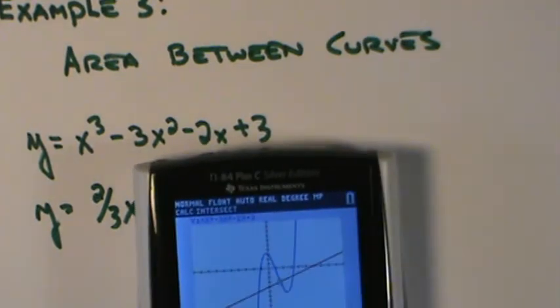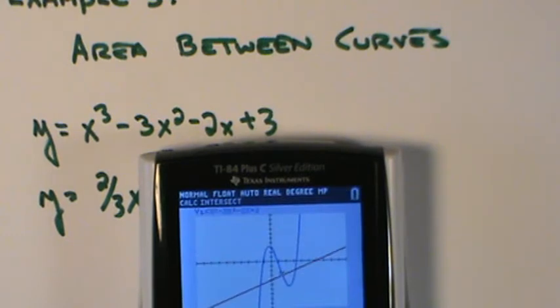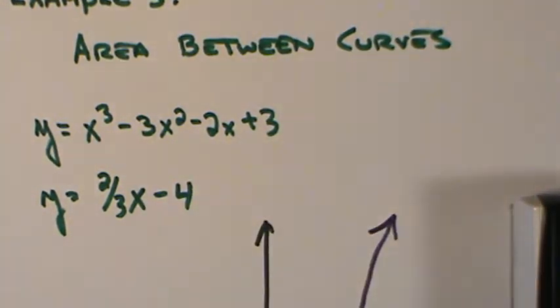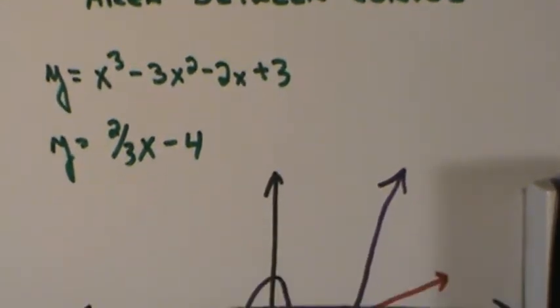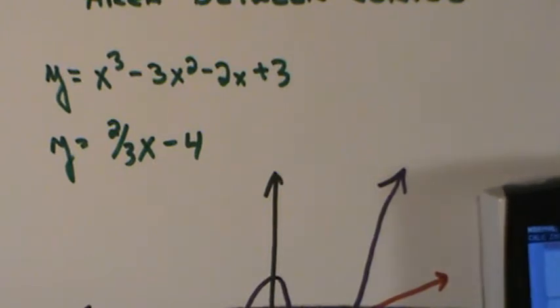And I might as well find that third one. So I go second calc, point of intersection, first curve, second curve, get close to it, boom. And now that tells me, I'll show you what I'm writing here in 1 second. 1.4253. The second point of intersection was 3.1391.